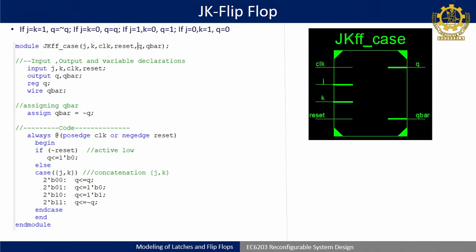Then modeling of another flip flop, called the JK flip flop. The JK flip flop will have inputs J, K, clock input, reset input, and output Q, and Q bar you can take. Those are defined here as input and output, and Q and Q bar, where Q bar is not of Q.